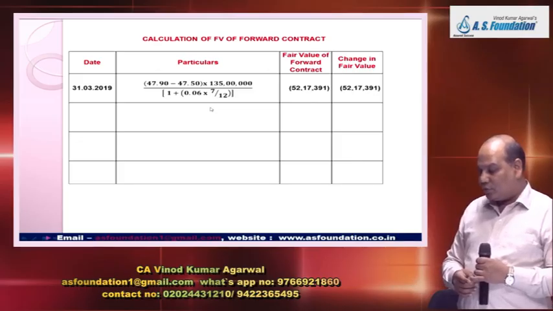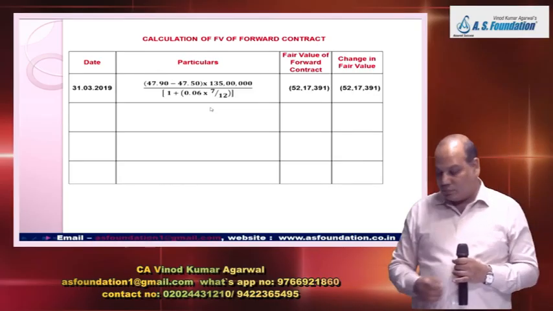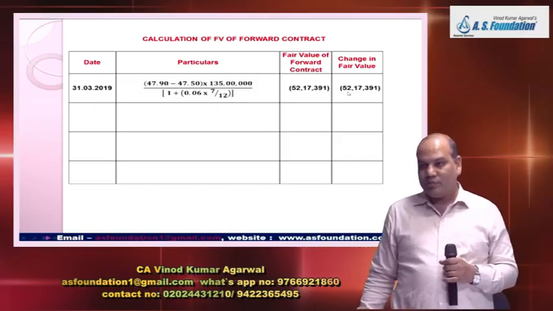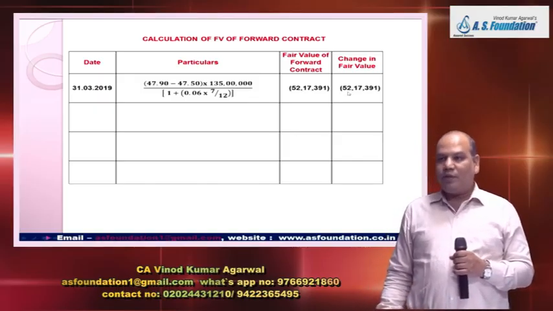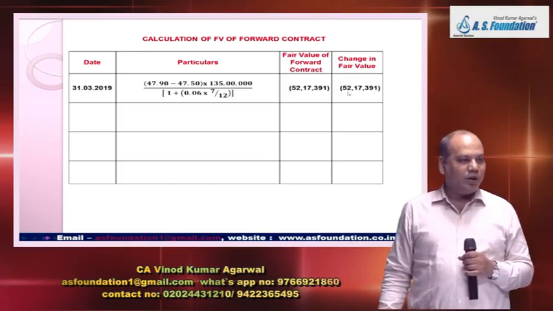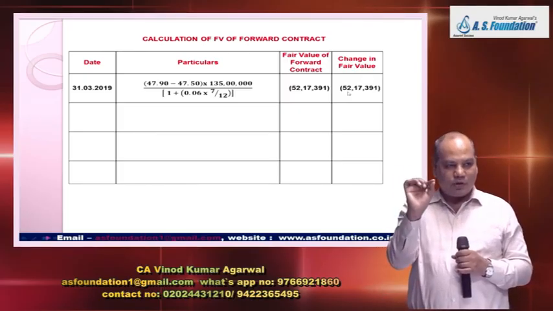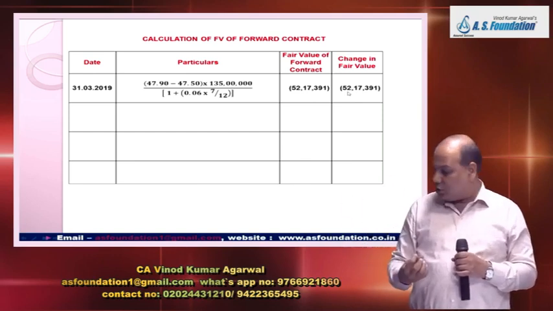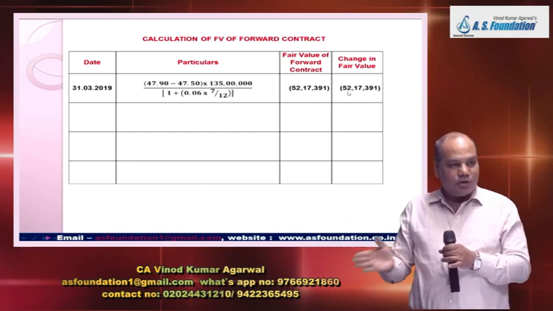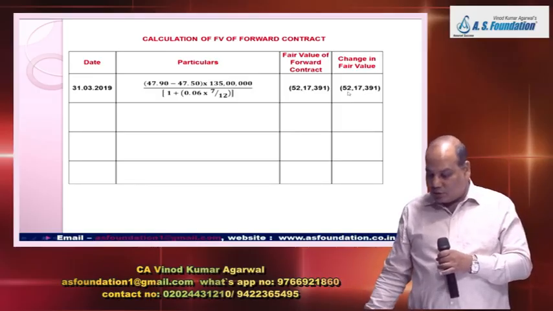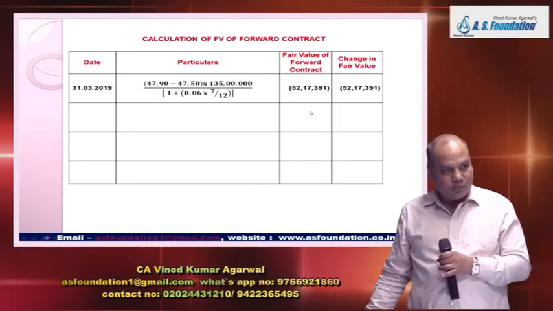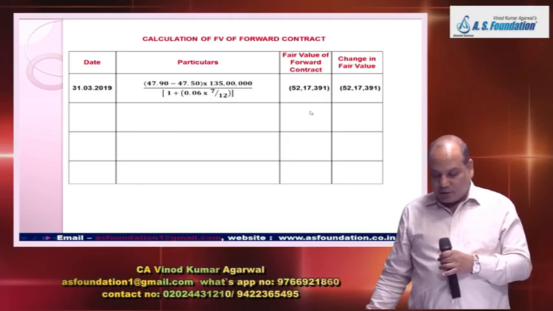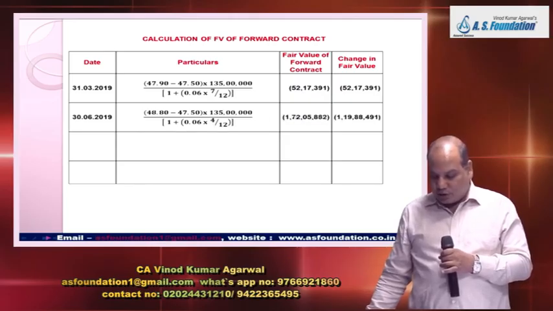Is it 52,17,391? The change will also be the same, because on 1st January the fair value is nil, which I am not writing, as you write in every problem. On 1st January the fair value is nil. From 0 to 52,17,391 means the change is also equal. But next time you will compare these two numbers. Can you try 30th June 19?